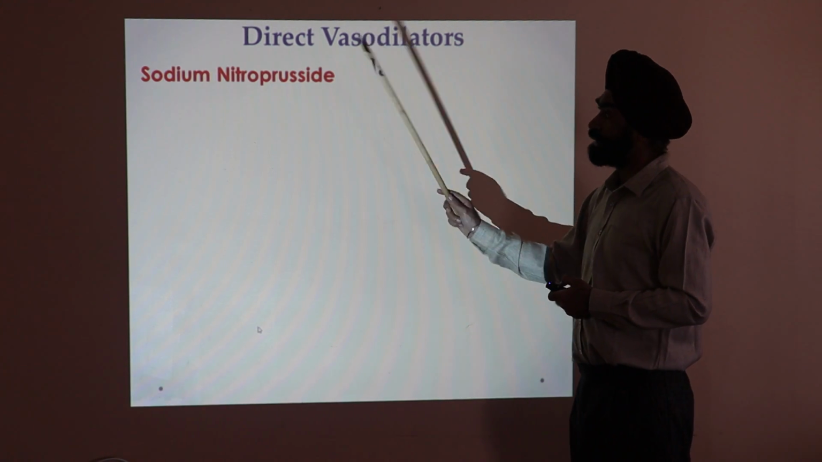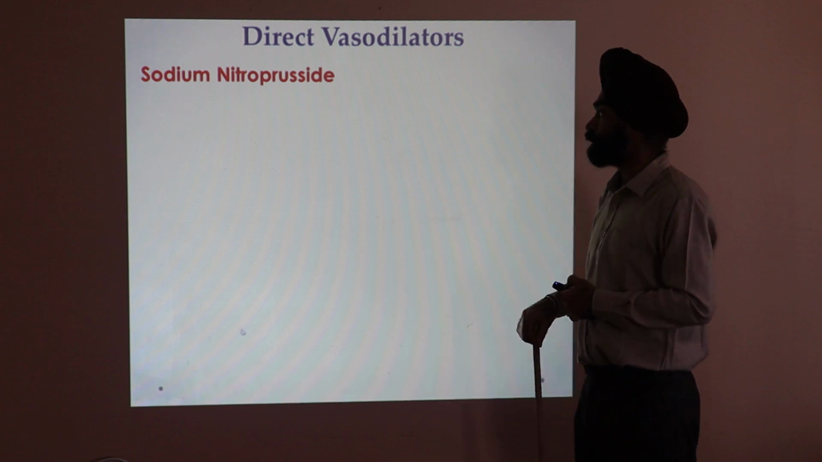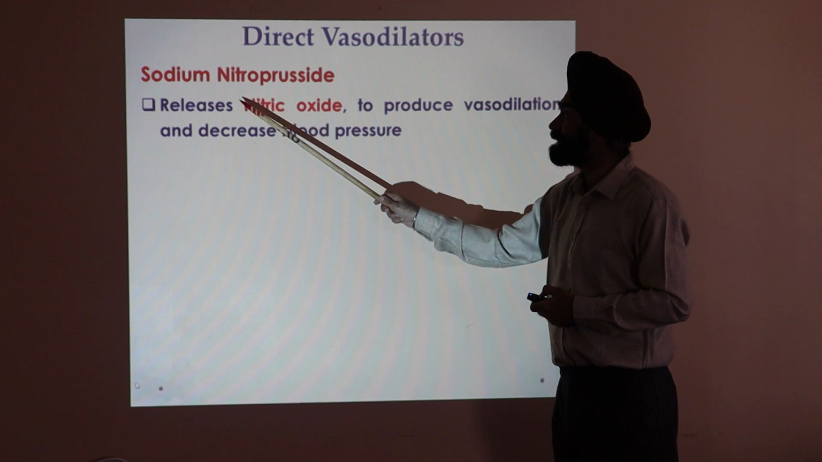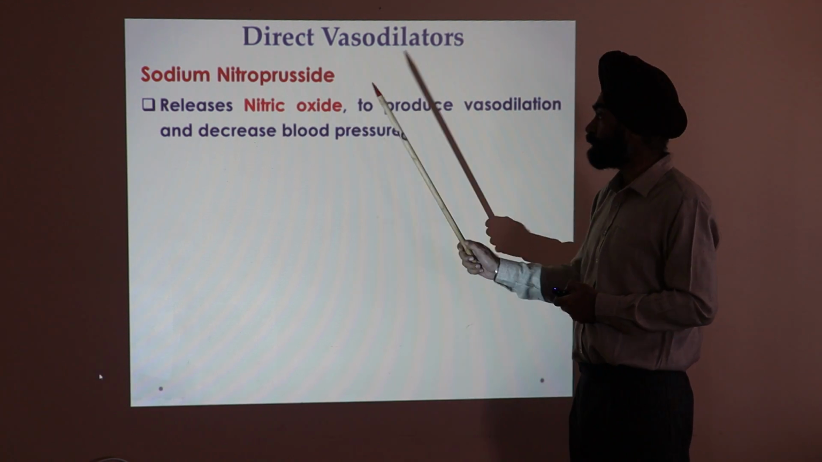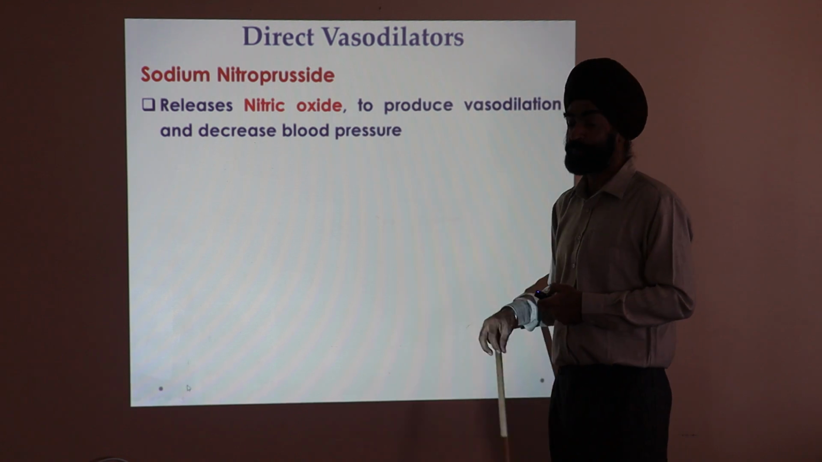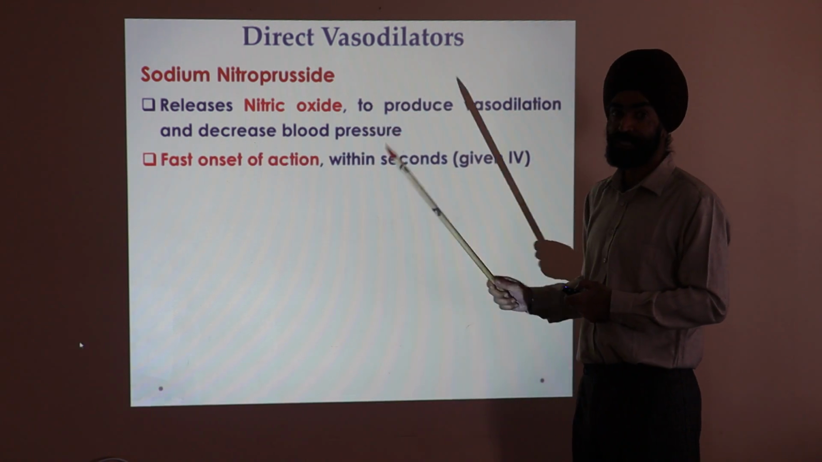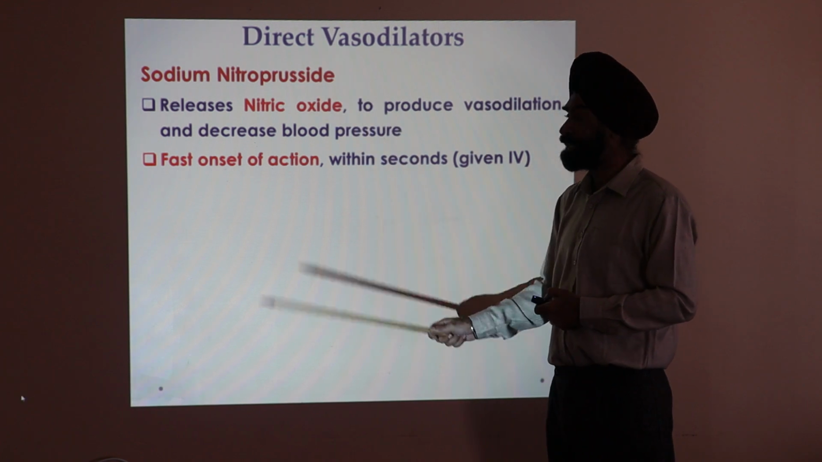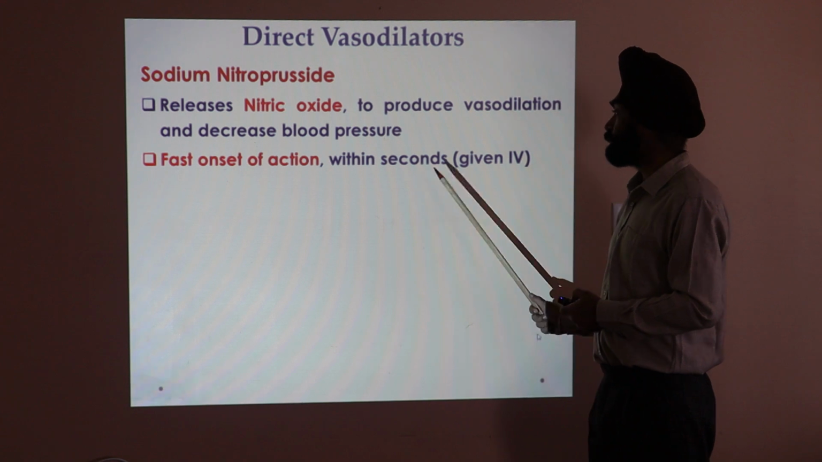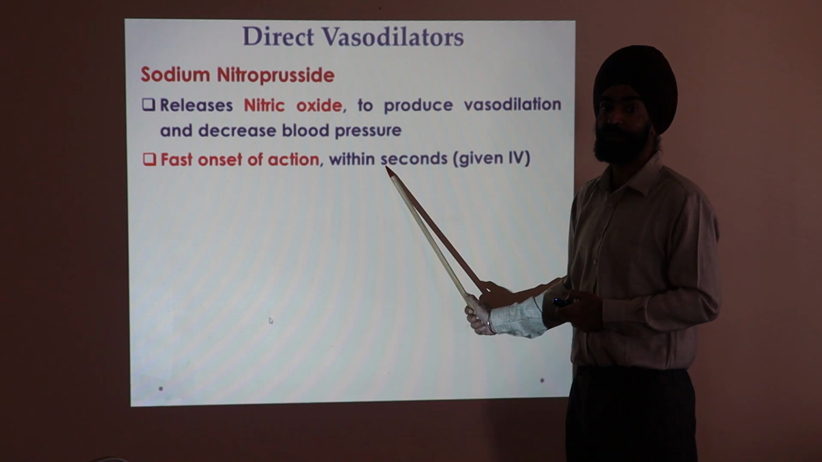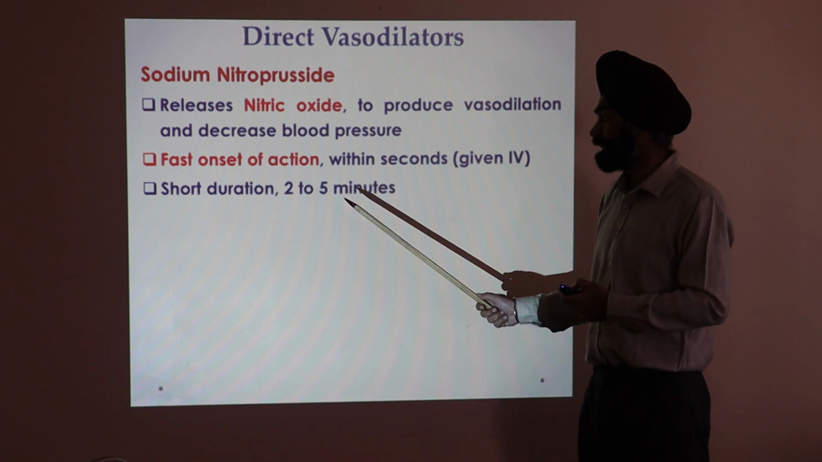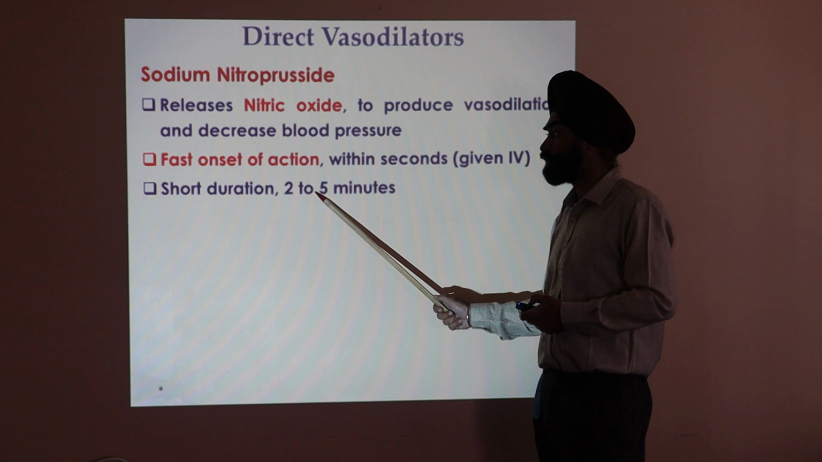Then a very important drug in this category, sodium nitroprusside. So what is the mechanism? Sodium nitroprusside releases nitric oxide, and because of this release of nitric oxide, there is vasodilation and a decrease in the blood pressure. So what is the characteristic feature of sodium nitroprusside? It is a very fast acting drug. If you give it intravenously, the effect will appear within seconds. But it is not a long acting drug, it is a very short acting drug, just 2 to 5 minutes.